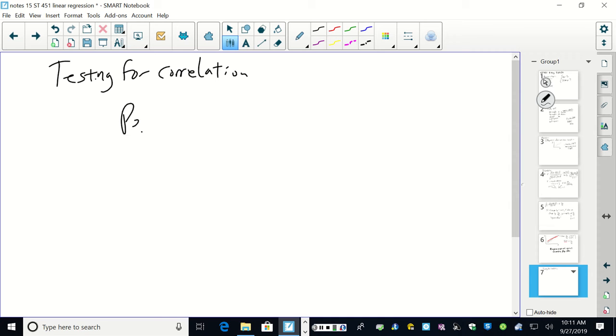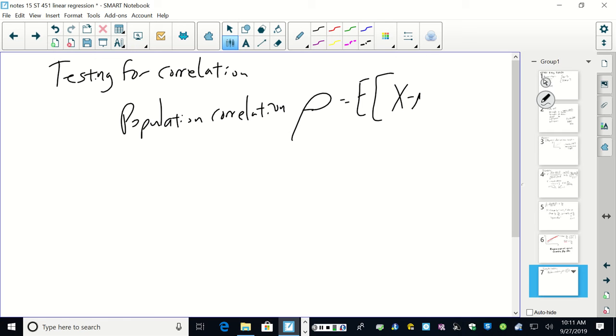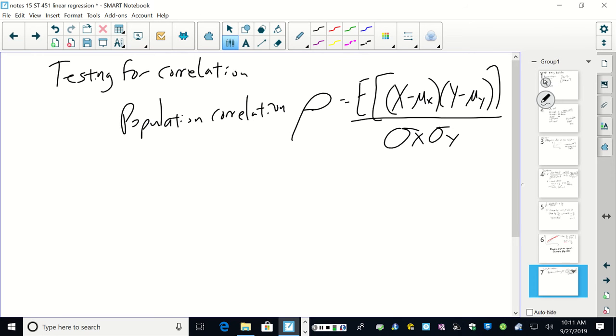So a population correlation would be the parameter. These are given by rho, the Greek letter rho. It might be written as the expected value of x minus its mean times y minus its mean, so that's the covariance, divided by the standard deviation of x and the standard deviation of y. It's kind of the theoretical correlation. What is the real association in the population?